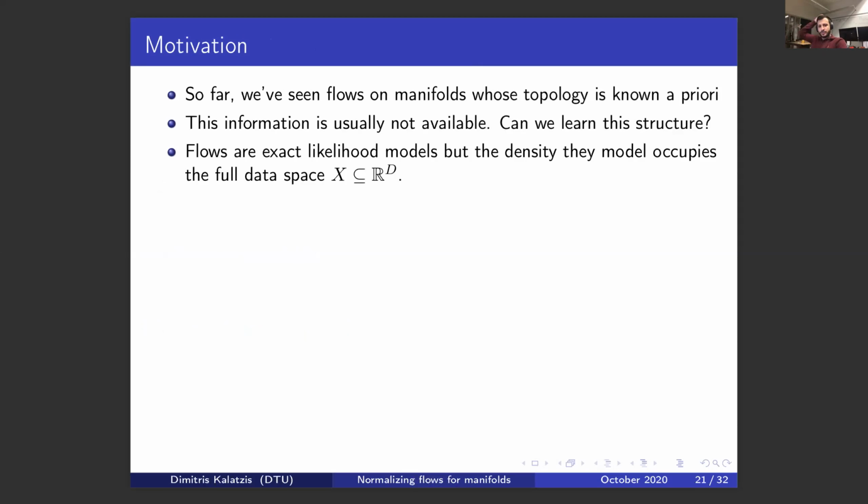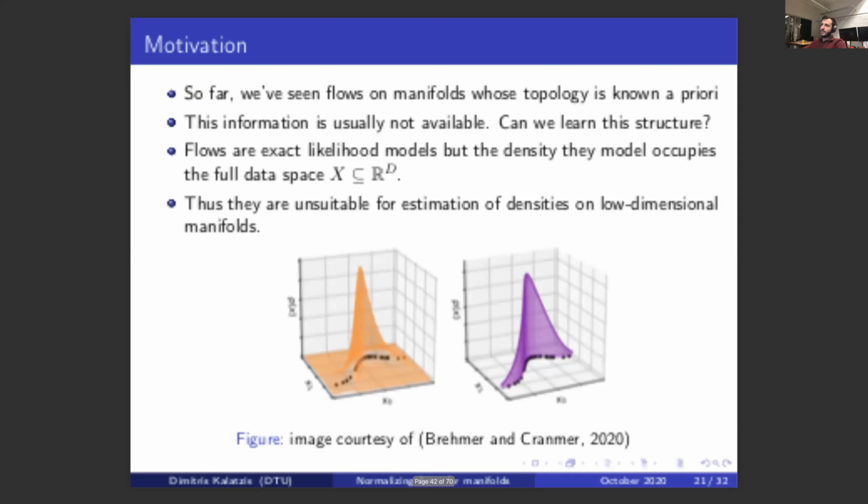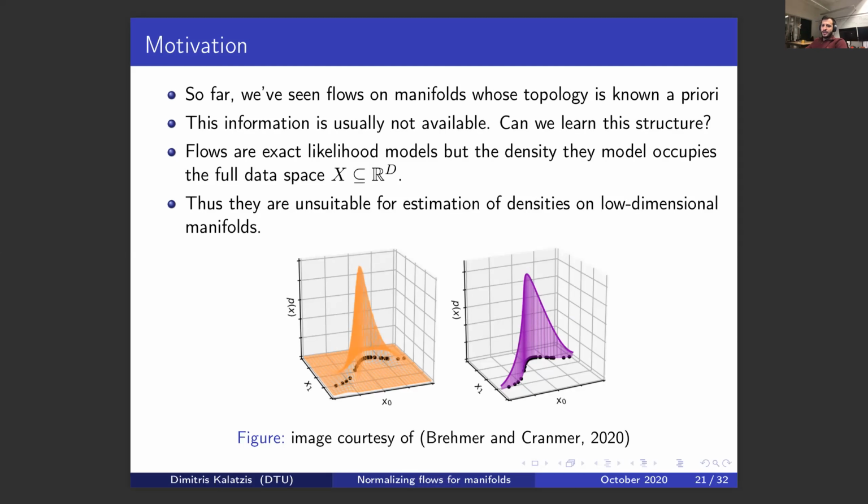An advantage of flows is that they are exact likelihood models. That is to say that we can compute the density exactly without having to lower bound it or approximate it in some way. But the problem is that this density occupies the full data space R^D. As such, they are not appropriate choices out of the box to estimate densities that live on low dimensional manifolds.